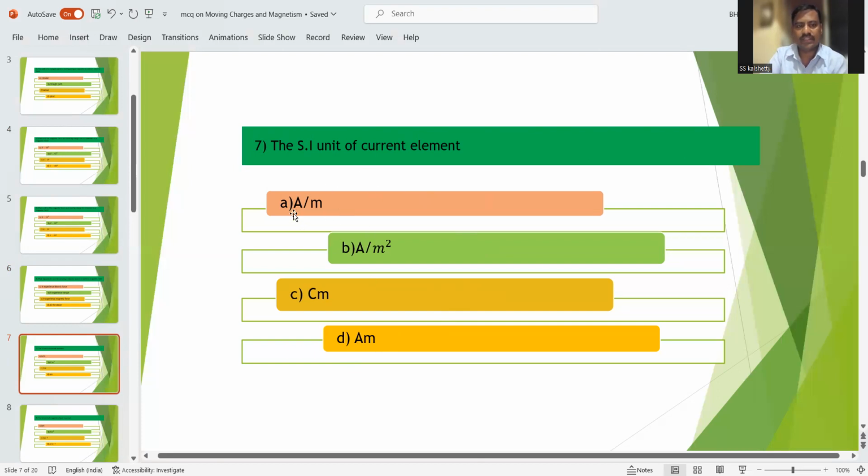So the options: A is ampere per meter, wrong. B is ampere per meter square, wrong. C is coulomb meter, this is also wrong. And D option is ampere meter. This is the right answer.